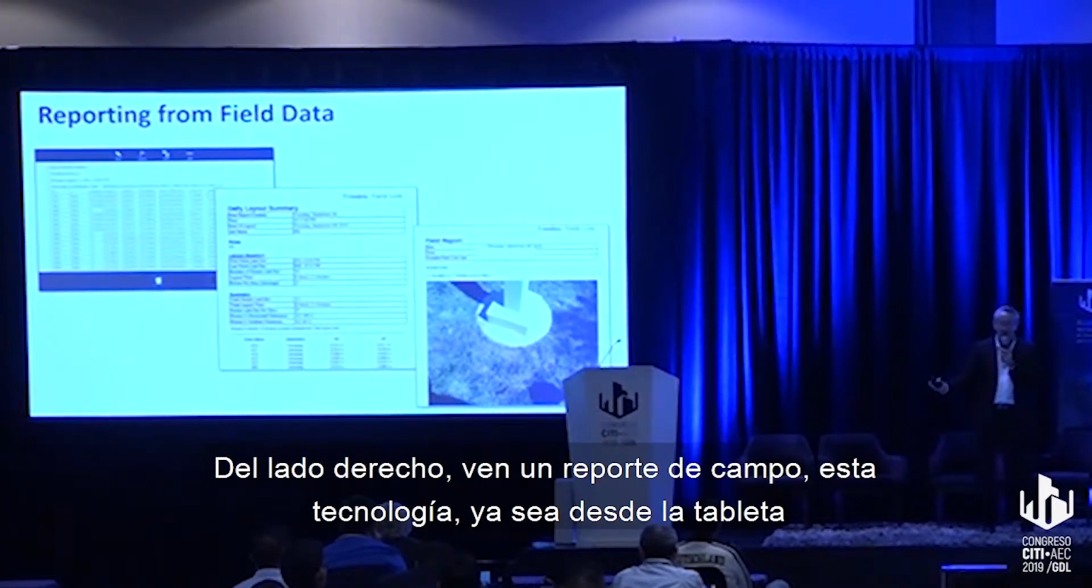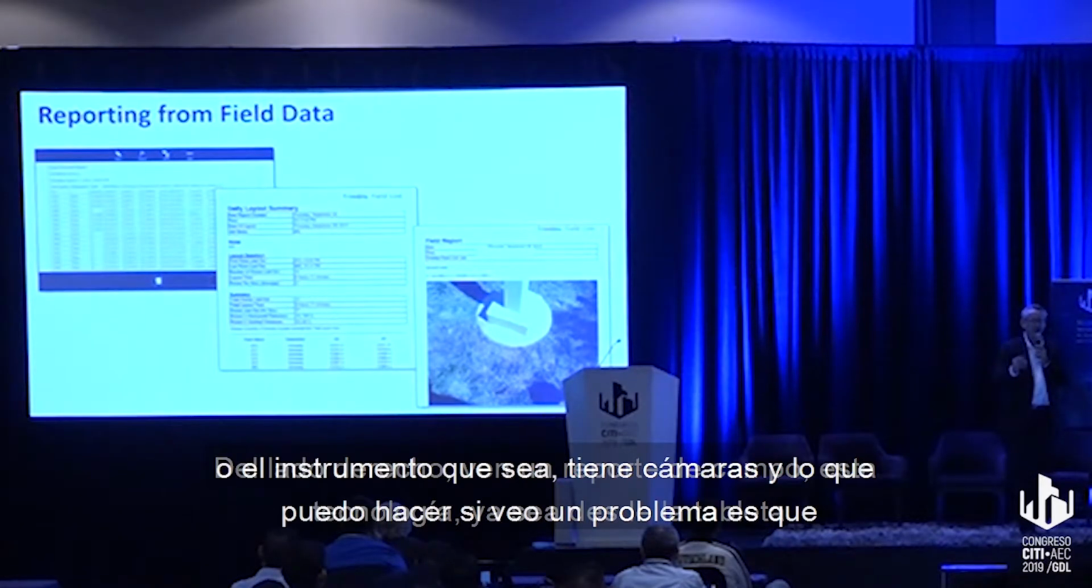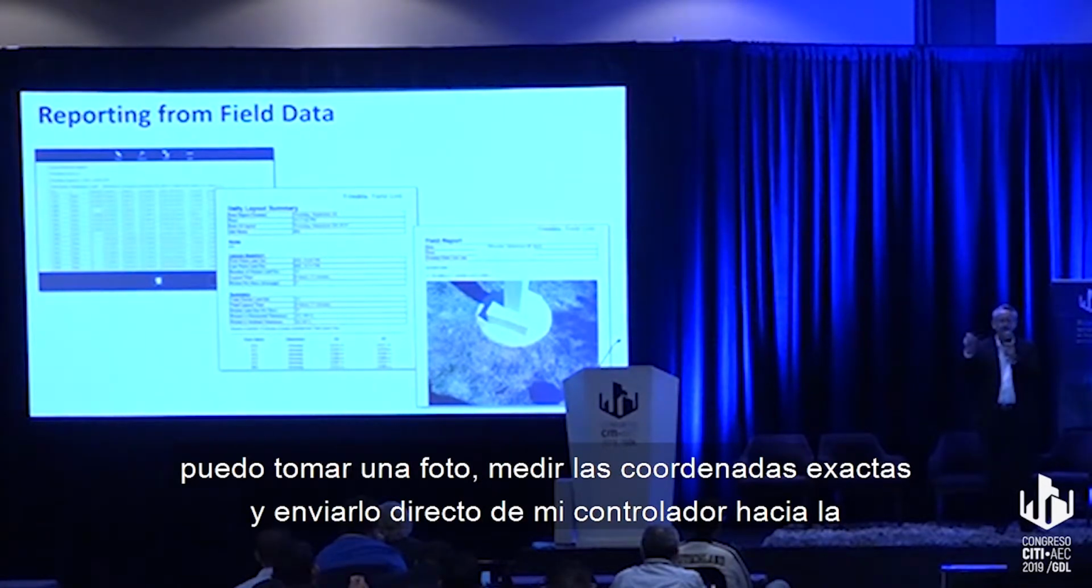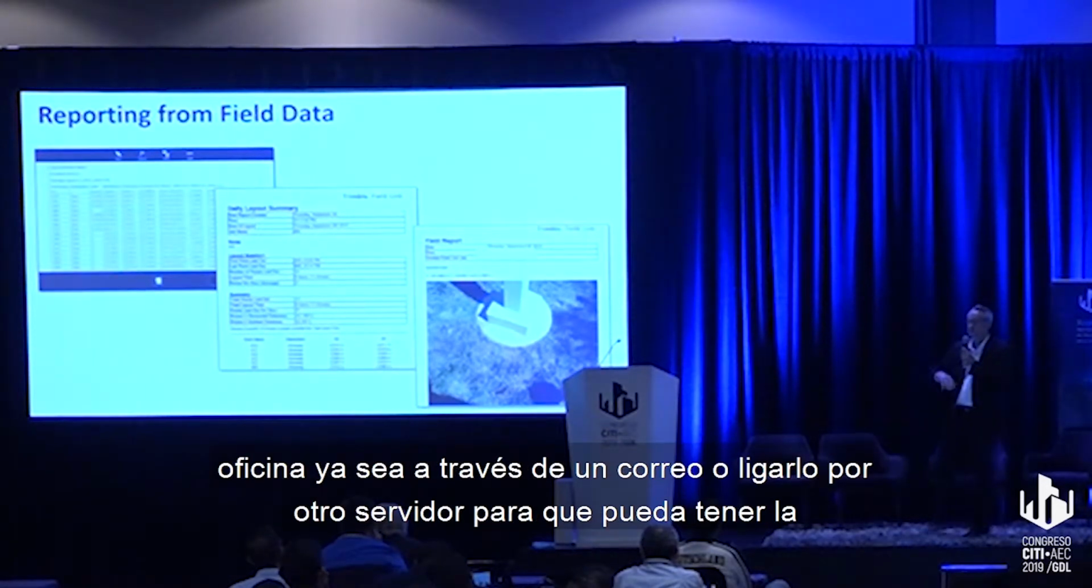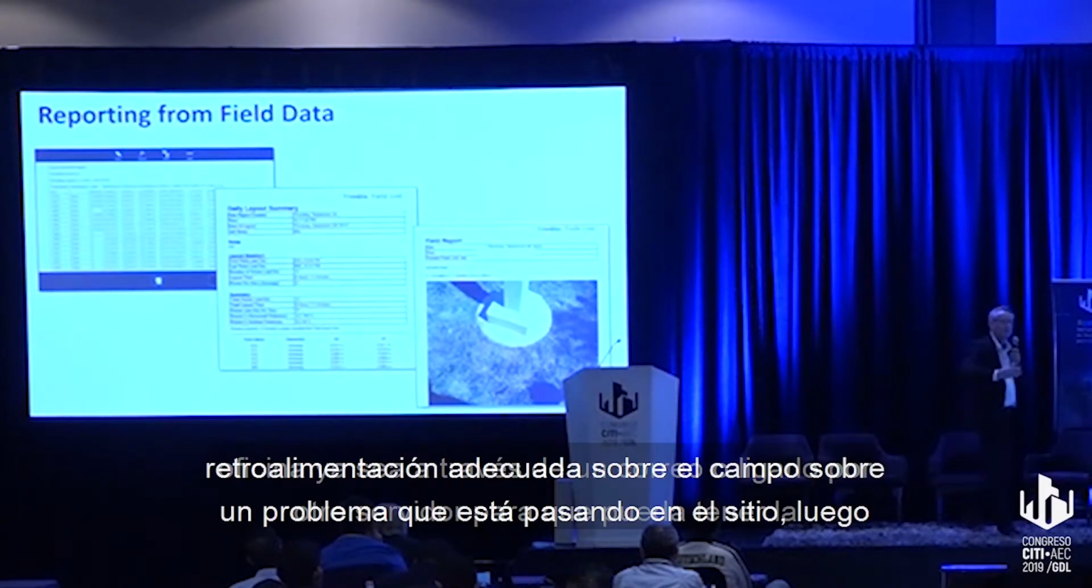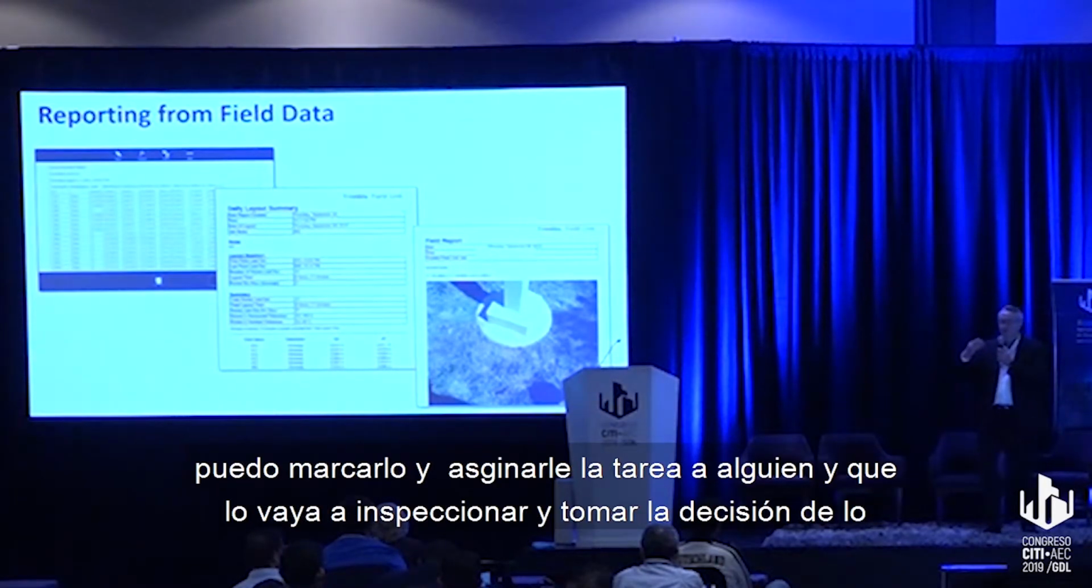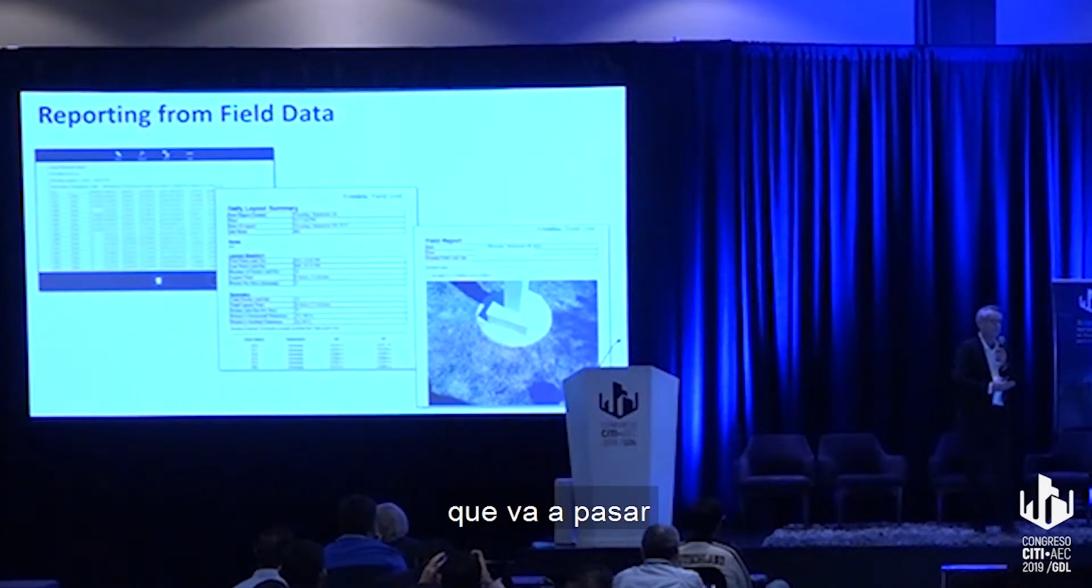On the right-hand side, what you see is a field report. So this technology, whether it be the tablet or the instrument itself, has cameras in them. So if I see an issue, I can take a photo, measure the exact coordinate, and send that directly from my controller back to the office, whether it's in an email or synced up through some sort of server as well. So I can get direct feedback from the field about an issue that's happening, and then I can mark and set a task for somebody to go out and inspect it and make a decision on what is going to happen.